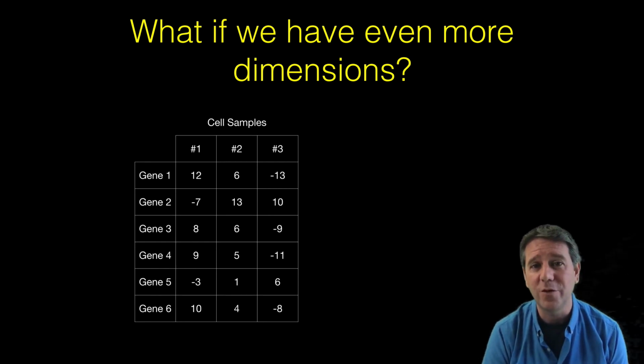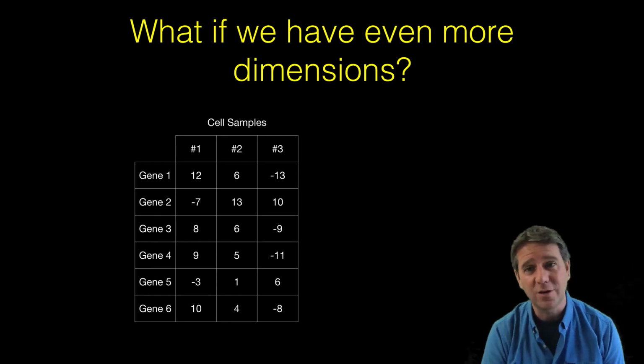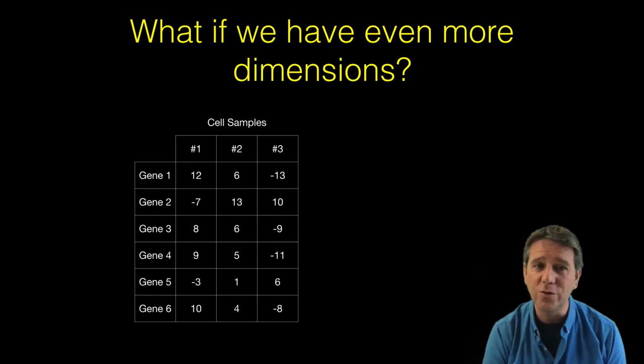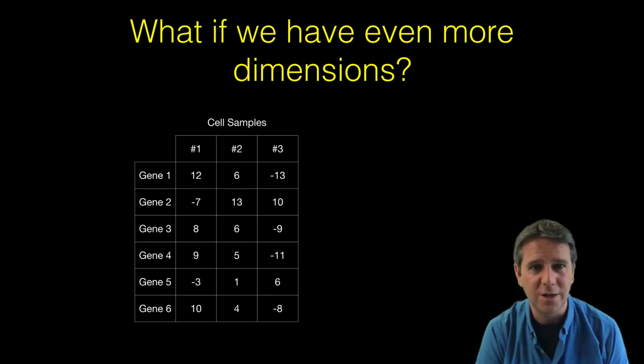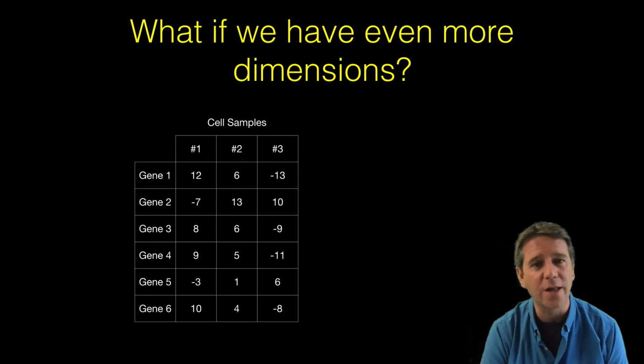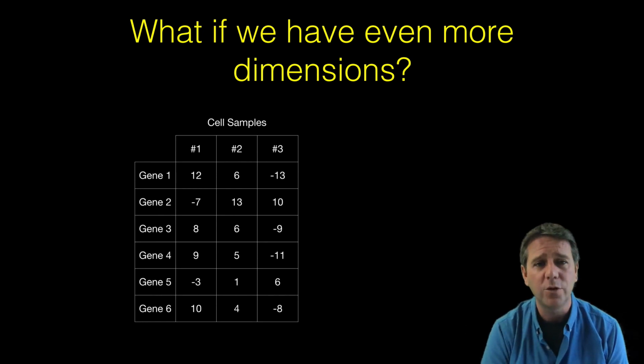Okay, then what if we have more dimensions? For example, what if we have genes with counts here? So I've got genes down the rows and I've got 3 different samples that I'm measuring this gene expression, for instance, in these 3 different cell lines or 3 different assay conditions, for example. How do we do this?